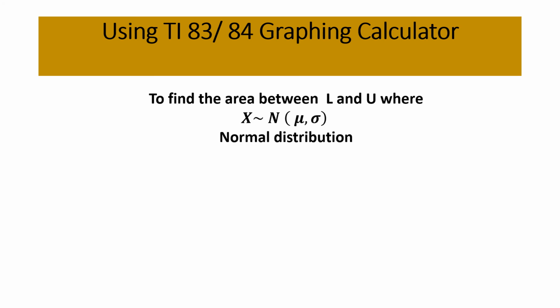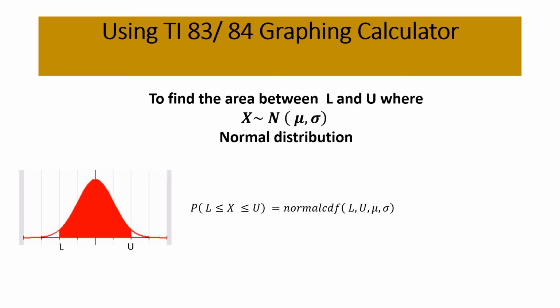When you are trying to use the graphing calculator, we have to remember two important keys. If we are trying to find the area between some lower bound and upper bound of a normal curve, then make use of this formula: the probability of lower bound less than or equal to x less than or equal to upper bound is normalcdf(lower bound, upper bound, mu, sigma).